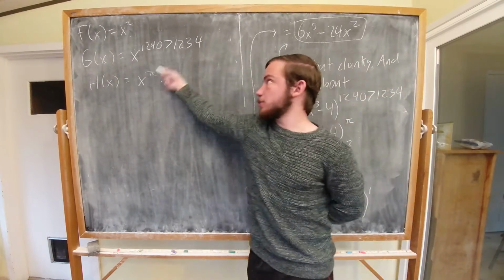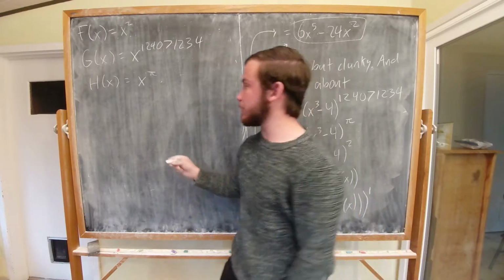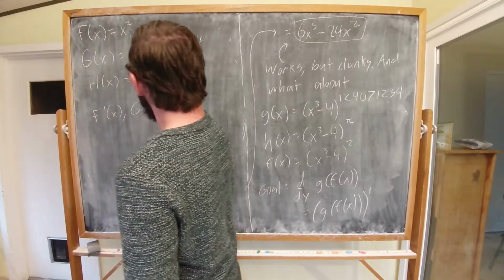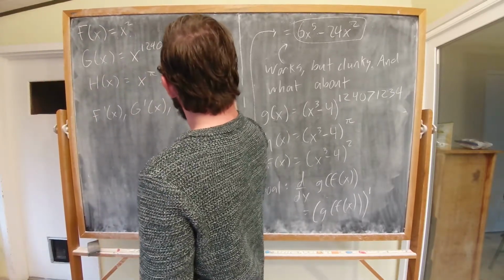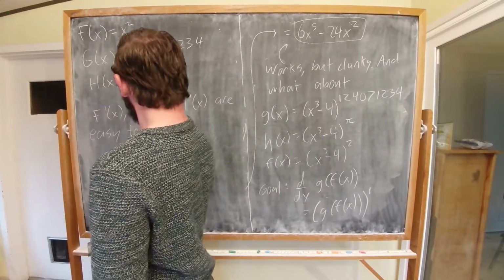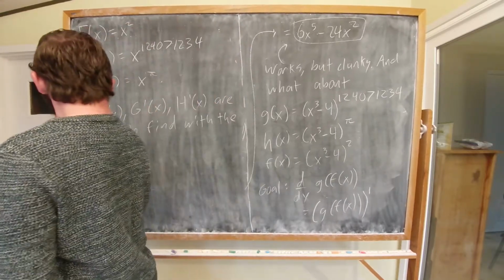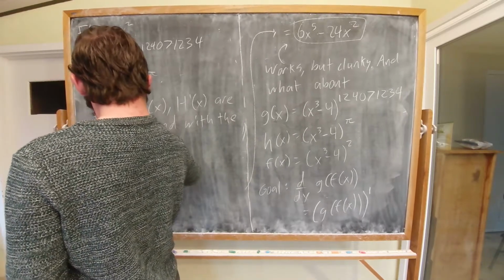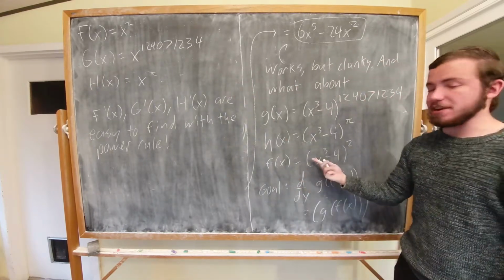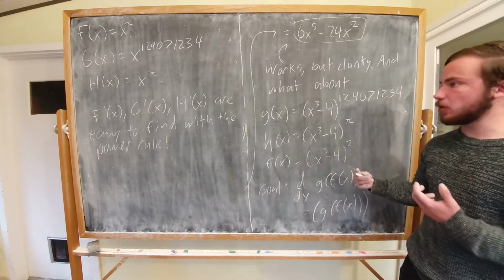Now, as nasty as those two powers still are, it's just x to them. We know how to compute the derivatives of those things. F prime of x, g prime of x, and h prime of x are easy to find with the power rule. So it doesn't make sense. Why should those be so easy to deal with, and yet these so difficult to deal with using the same method? The chain rule is invented to fix that problem.